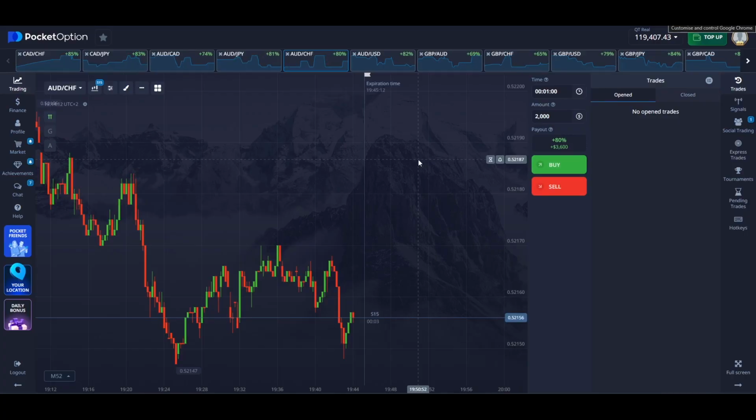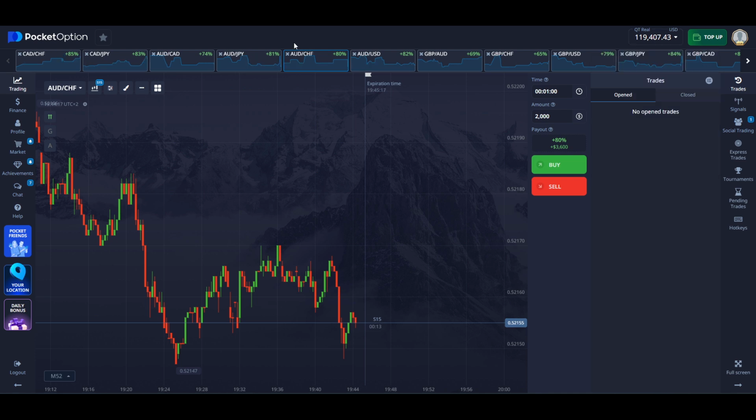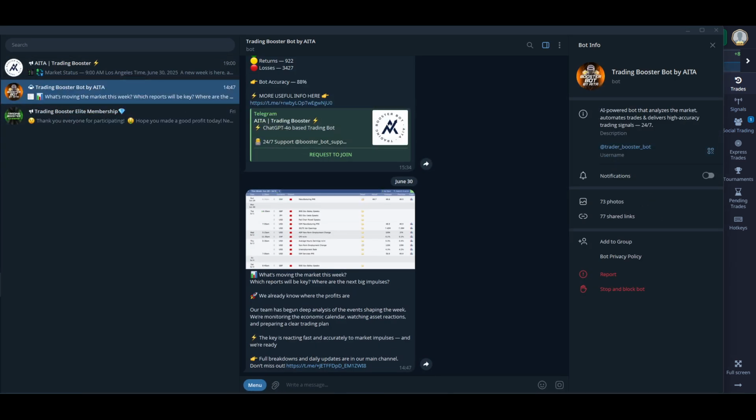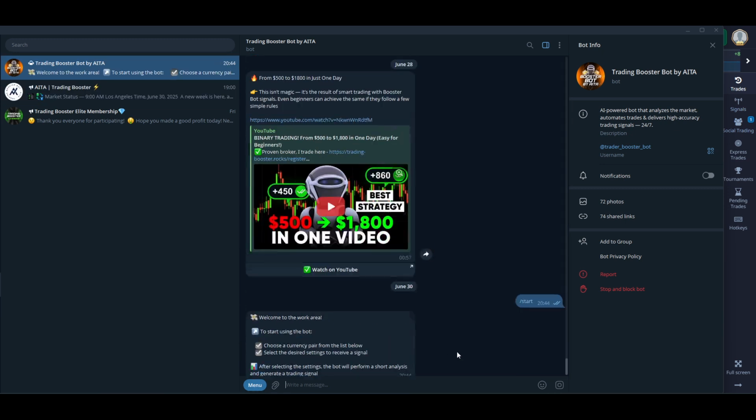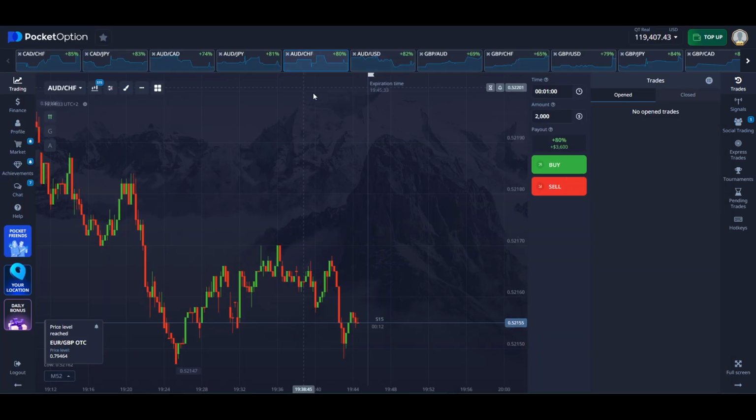First, let's look at an example. In this video, I want to make about $5,000 profit to my deposit. Here, I'm choosing the currency pair Australian dollar Swiss francs. Next, I need to go to the trading robot and press the start command. Now the bot is activated, and I need to select the currency pair. I choose the currency pair Australian dollar Swiss franc, exactly the same as on my platform.